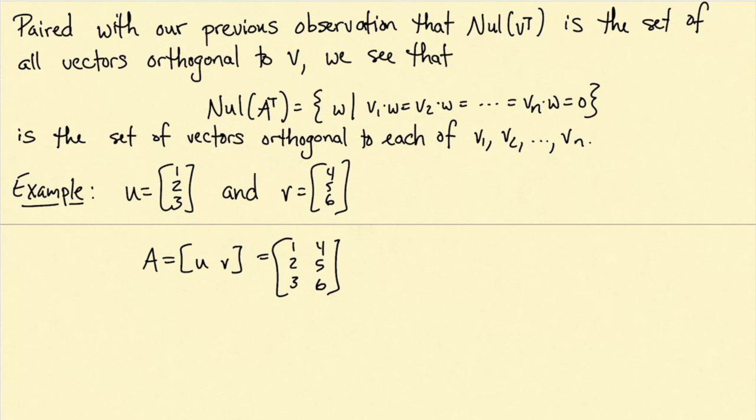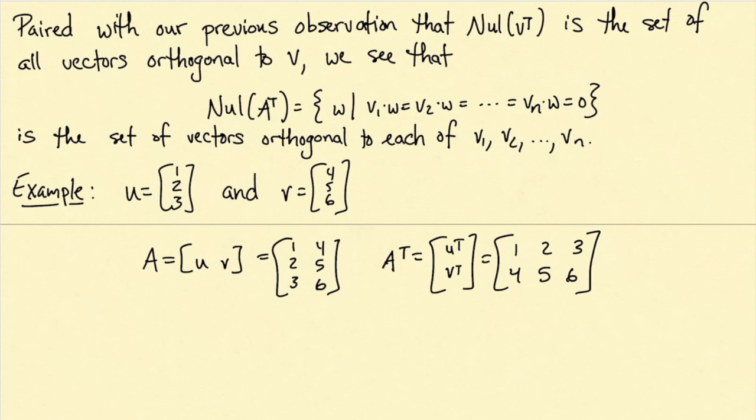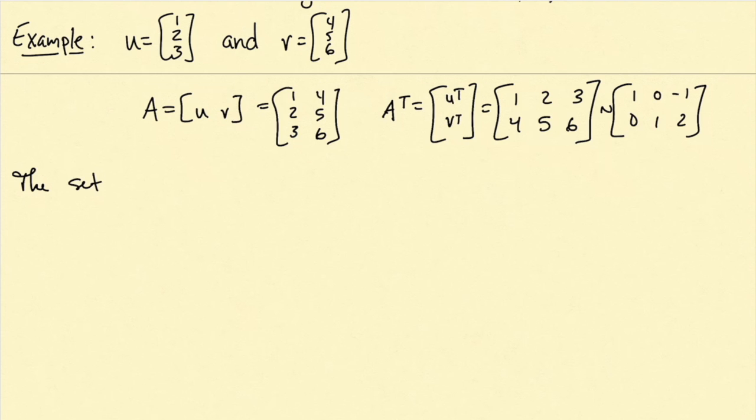We can take the transpose of this matrix, so we'll have columns 1, 4, 2, 5, and 3, 6. To find the null space of the transpose, we need to row reduce. We can ask Sage to do this, and it will give us the reduced row echelon form 1, 0, 1, 0, 1, minus 2. So this tells us that the set of vectors in R3 that are perpendicular to u and v form a line.